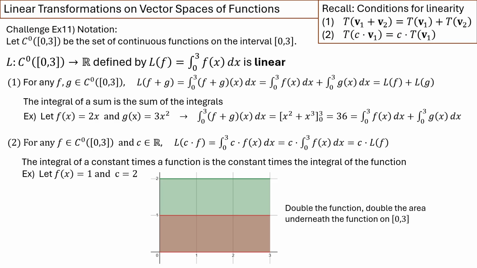And visually, we have an example. If you have a red box with a height of 1, the area, the integral underneath it, should be 3, right? If you scale the function by 2 to get the green box, the area becomes 6. Double the height at every x value, double the area. Since it behaves proportionally, integration is also linear.